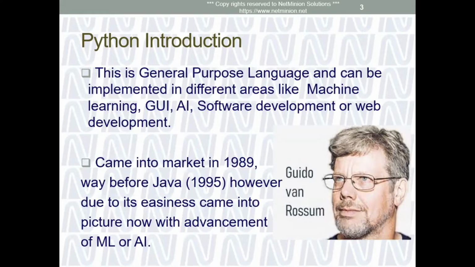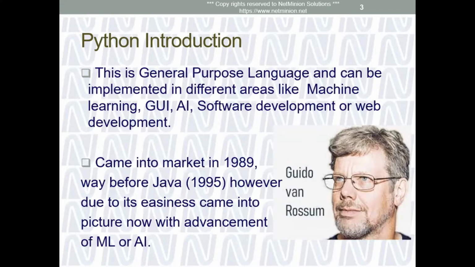We can use it for different purposes. That is the facility in Python, that we can easily grasp its concepts. So this is a general purpose language, which can be implemented, as it is showing on the screen, in machine learning, GUI, AI or artificial intelligence, software development, web development. It was invented a long time back, maybe in 1989, even before Java.